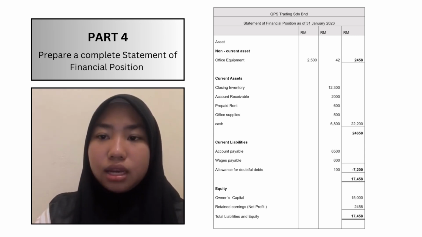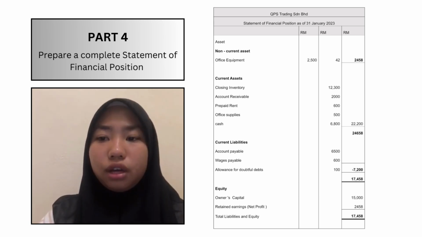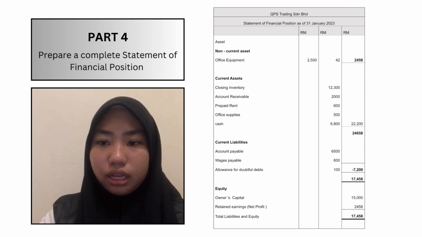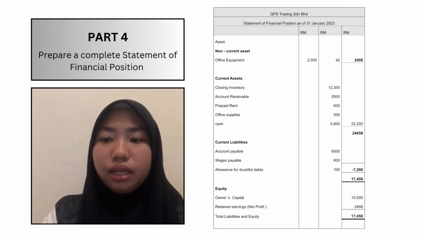Altogether, total assets amount to 24,658 ringgit. Next, we have the liabilities, which are split into current liabilities, which are accounts payable 6,500 ringgit, wages payable 600, and allowance for doubtful debt 100 ringgit. The total current liability is 7,200 ringgit.